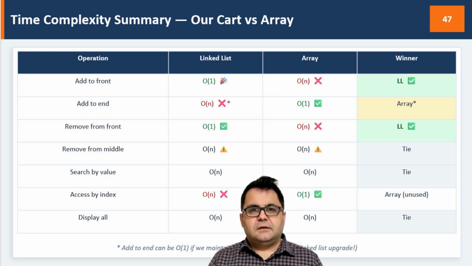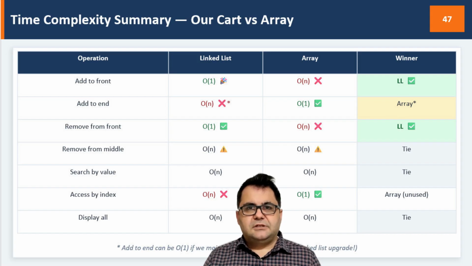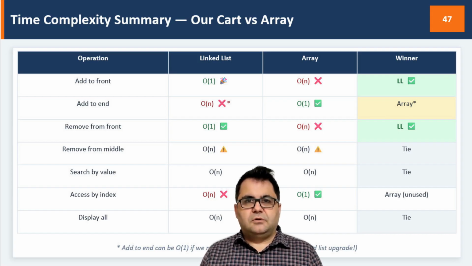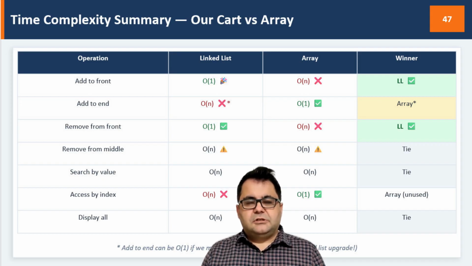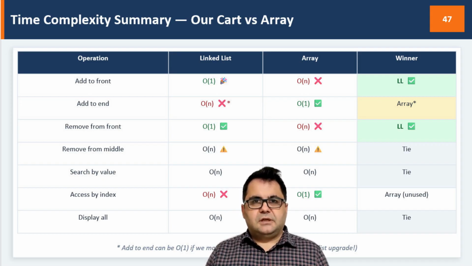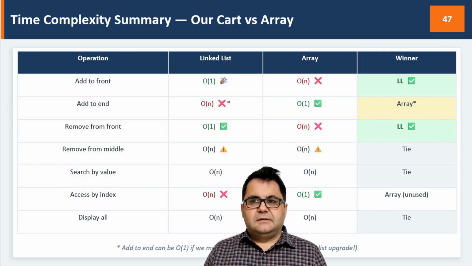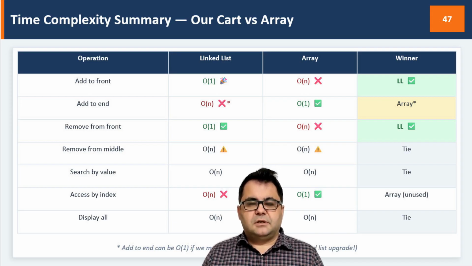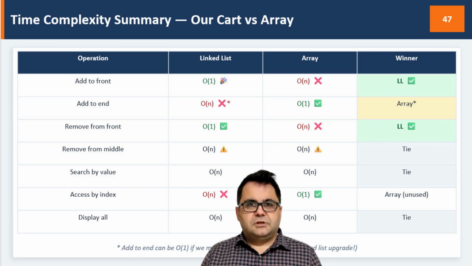Search by value. Both O(n), tie, both must check each item. Access by index. Linked list O(n), array O(1), array wins, but we don't use indices in carts. Display all. Both O(n), tie, must show every item. Winner? For the shopping cart use case, linked list wins.